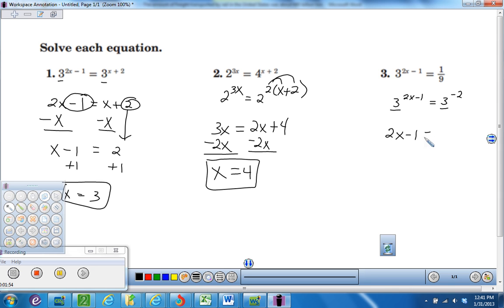So 2x minus 1 is equal to negative 2. Okay, I'm going to move the 1 to the other side, so I'm going to add 1. So you get 2x is equal to negative 1. Divide both sides by 2, and x is equal to negative 1/2.